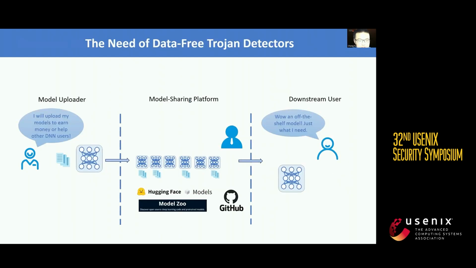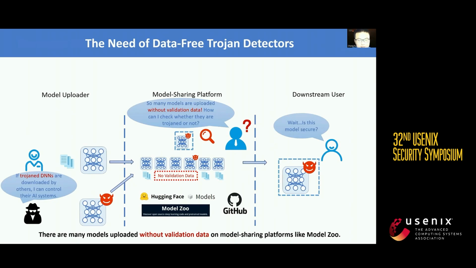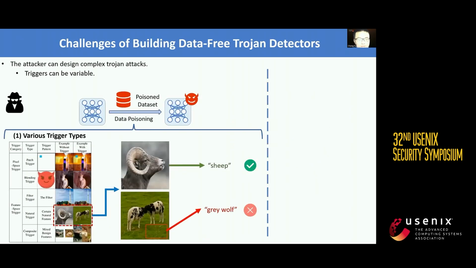Training deep neural networks requires a large amount of computational resources, so it is common for users to download models from model sharing platforms such as ModelZoo and GitHub. However, a malicious model provider may upload a Trojan model to the platform without uploading any validation data. In this scenario, if the platform maintainers want to check whether the uploaded models are safe, they should build data-free Trojan detectors. However, building data-free Trojan detectors is quite challenging.